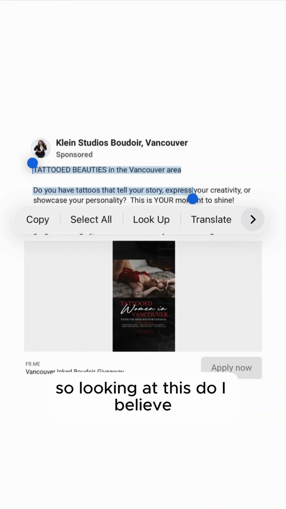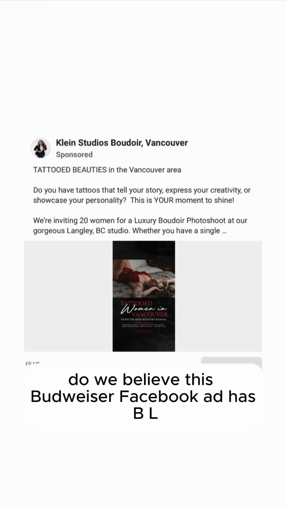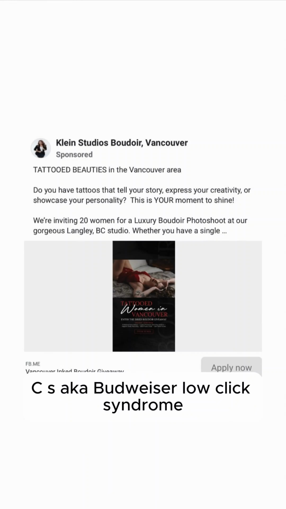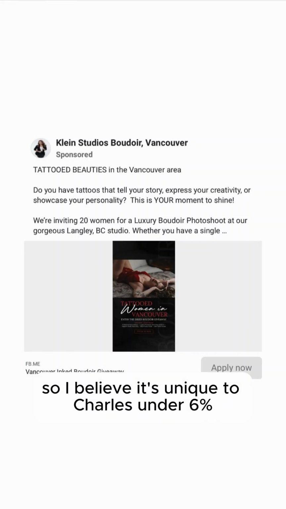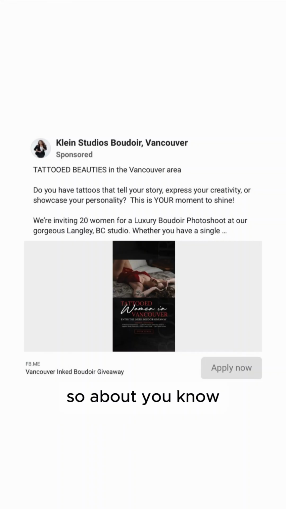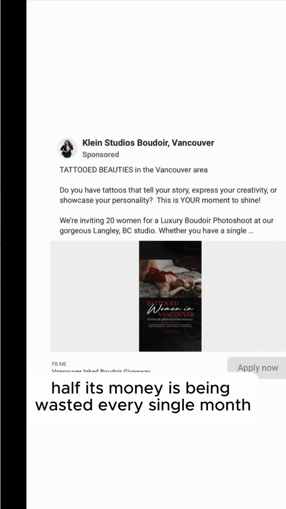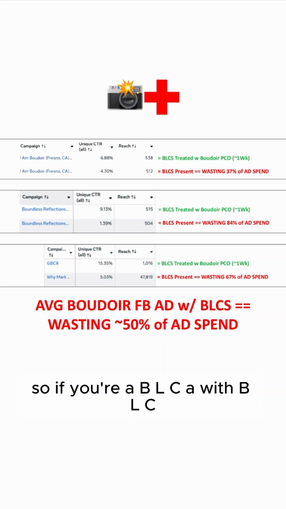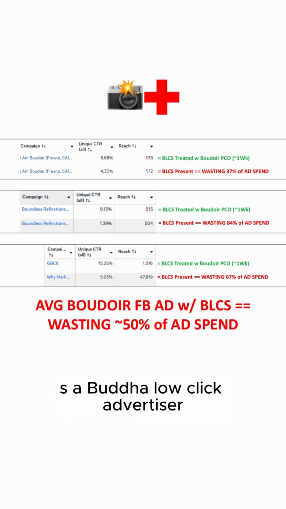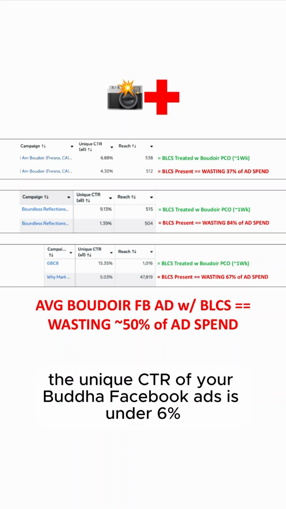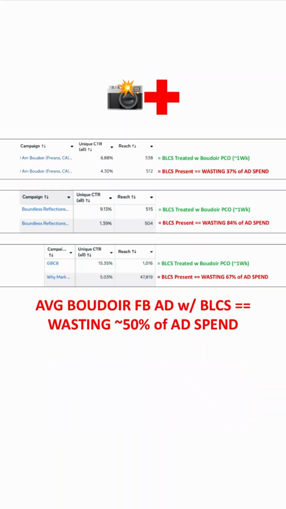So looking at this, do we believe this Boudoir Facebook ad has BLCS, aka Boudoir low click syndrome? Yes, I do. So I believe its unique CTR is under 6%. So approximately half its money is being wasted every single month. So if you're a BLCA with BLCS, a Boudoir low click advertiser with Boudoir low click syndrome, the unique CTR of your Boudoir Facebook ad is under 6%.